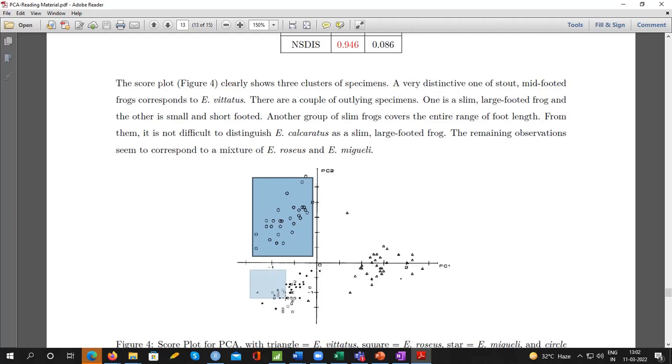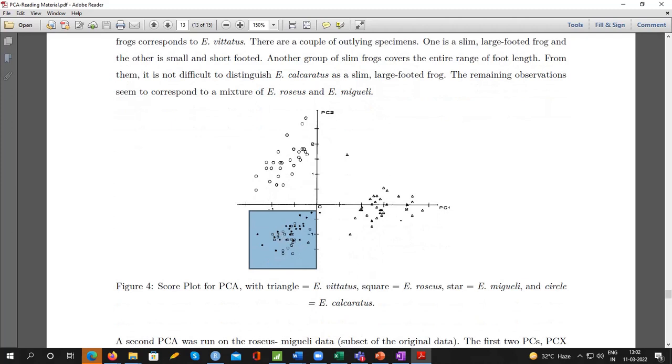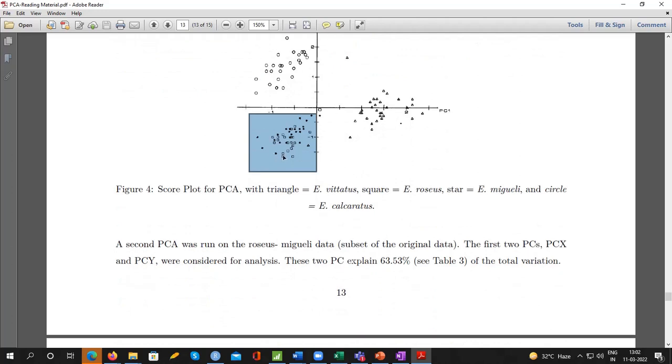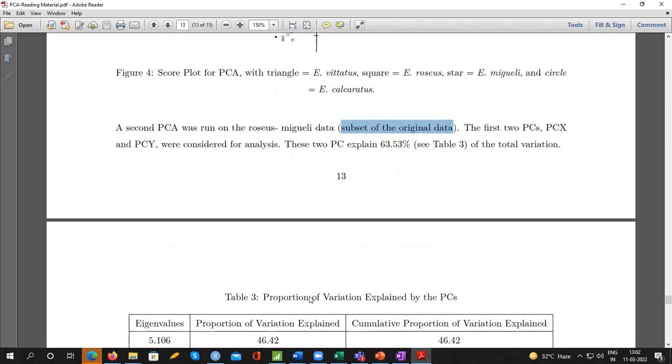And now this group is slim and short footed, but you cannot further distinguish between these two species. So Roseus and Migueli, these species are not distinguishable at this point. But the scientists didn't stop here. They said, okay, we could get characterization for these species, fine, but can we go one step ahead? So what they did was take data on only these two non-separable species and carry out PCA on that subset of the original data. So a second PCA was run on the Roseus Migueli data.